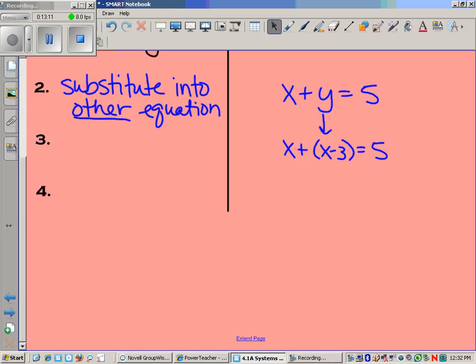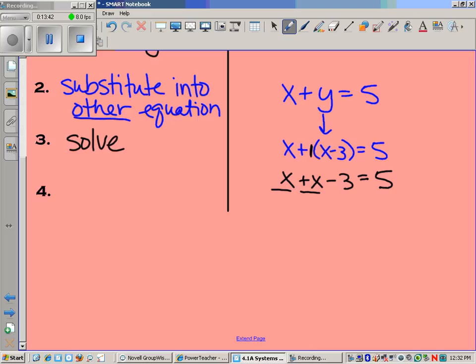My next step, step number 3, is I'm going to solve that new equation that I just made. You might have to distribute. You might have to combine like terms. We're going to solve it. This is just an algebra equation. I have an x, with a positive 1 in front, that I'm going to distribute. 1 times x is just another x. 1 times negative 3 is just that negative 3, equal to 5.